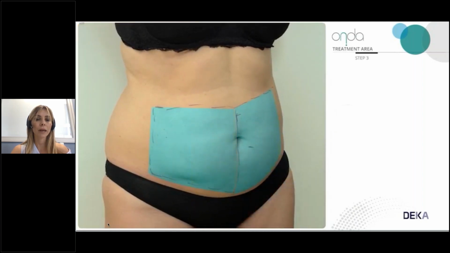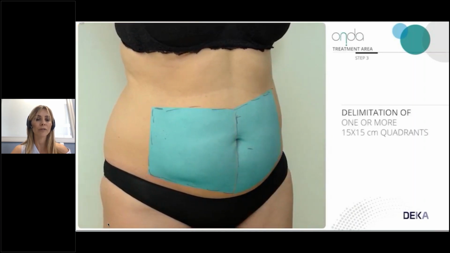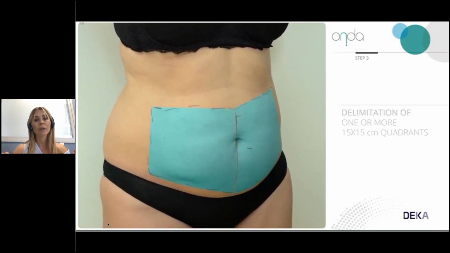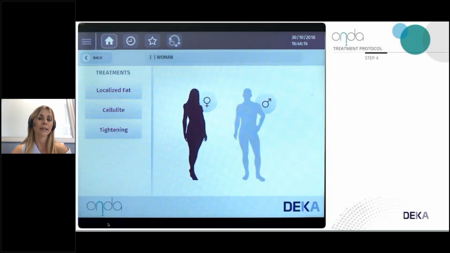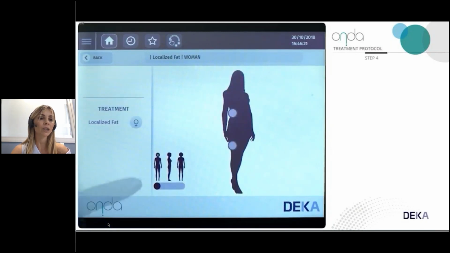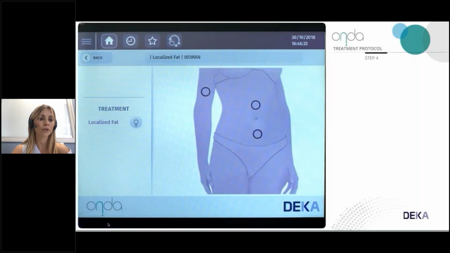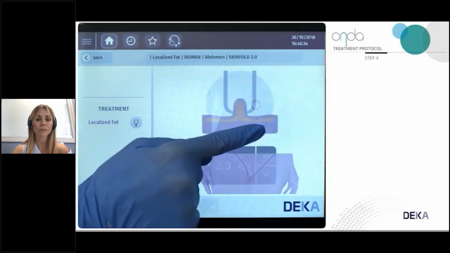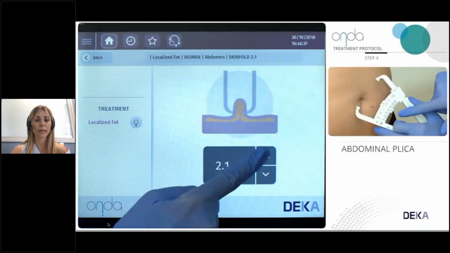We draw the area to treat, a square of 15 by 15. Consider that we will have an improvement even on the adjacent area. We select the sex of our patient. We select what we want to treat, the area. We insert the plica.